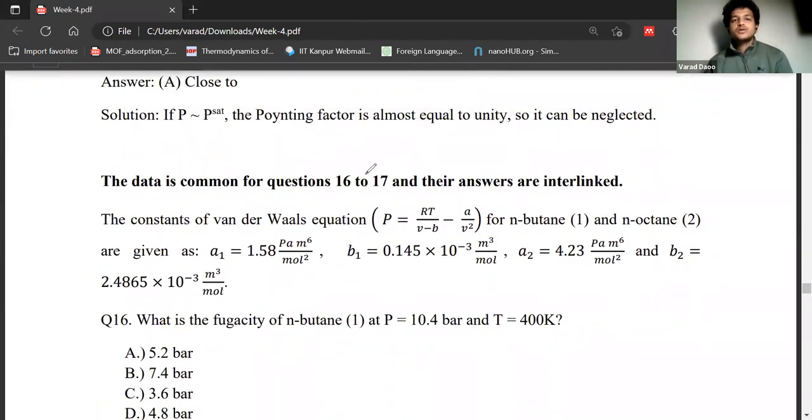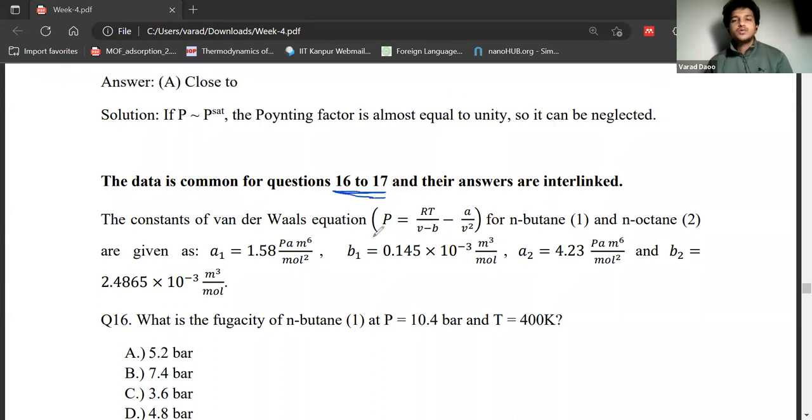So this is also a linked question. So what we are given, the constant of van der Waals equation. This is the van der Waals equation which has been given to us, and we have a binary mixture of butane and octane. So A1, that is for butane, the van der Waals constants A and B for both butane and octane have been given. A1 is 1.58, B1 is 0.145 times 10 to the power minus 3, A2 is 4.23, and B2 is 2.4865 times 10 to the power minus 3.